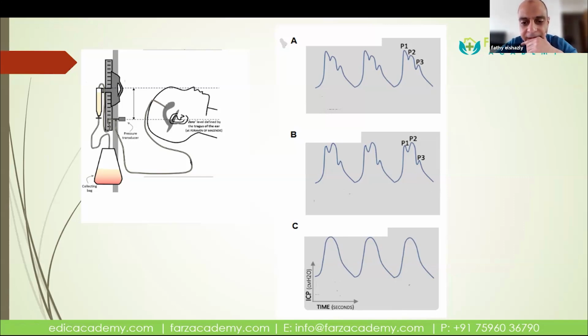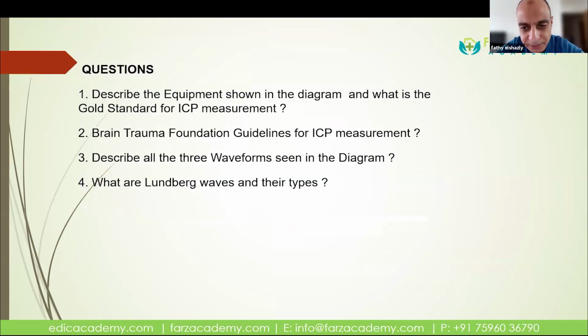And C, obviously, is what we see in diffuse delayed or late brain injuries, like in brain death, for example. So this C is basically suggestive of a highly non-compliant brain, where all the pulsations are being lost actually.